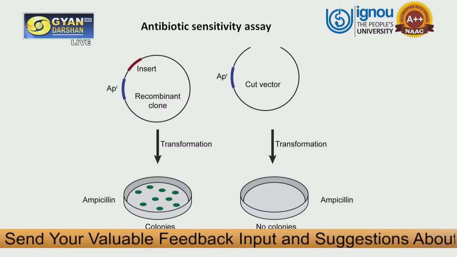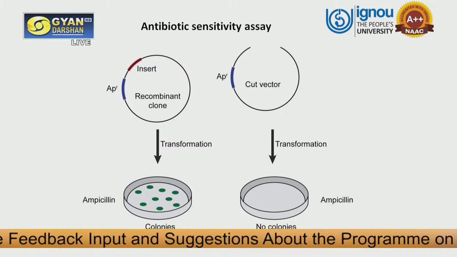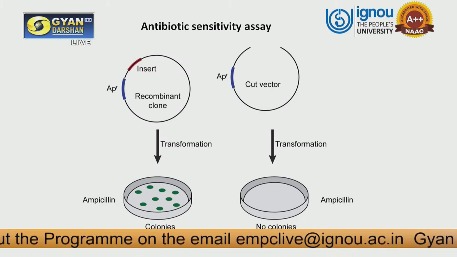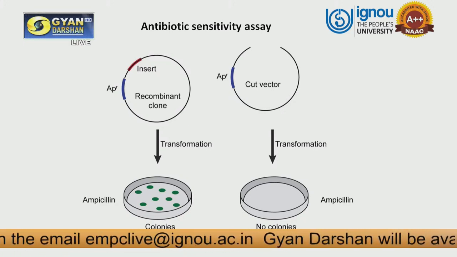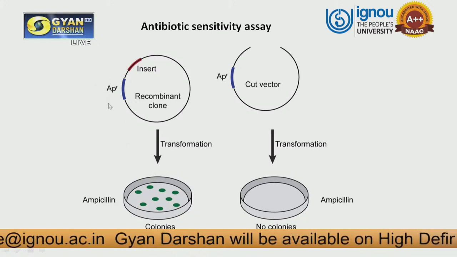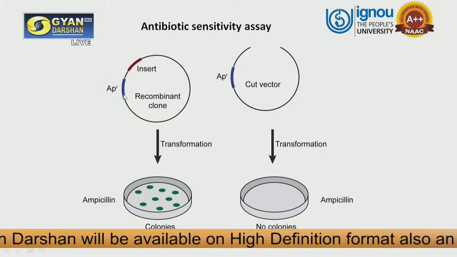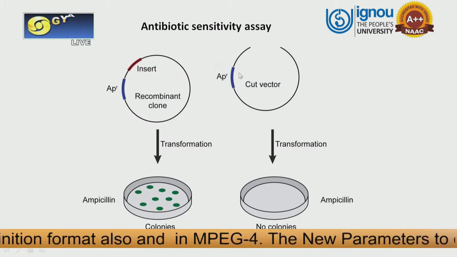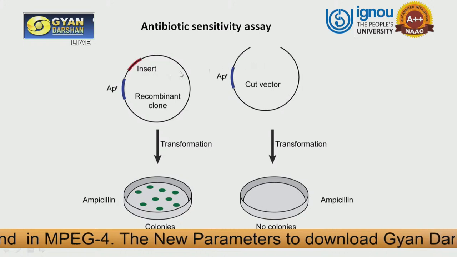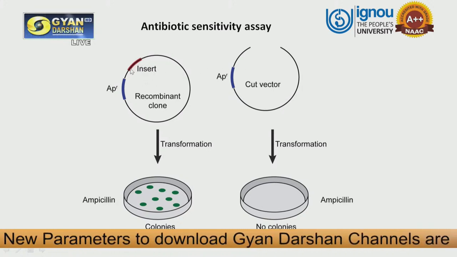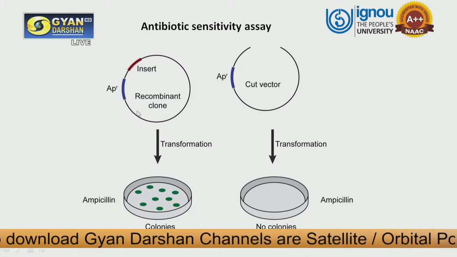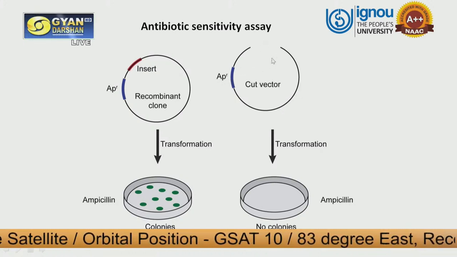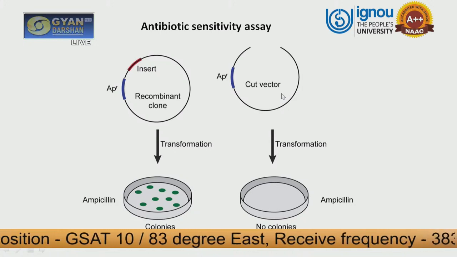Another selection procedure is the antibiotic sensitivity assay. As discussed in the previous slide, if you have a vector which has a resistance gene for a particular antibiotic, for example, this is the ampicillin resistance gene, AmpR, which is present. Here also you can see an ampicillin resistance gene. But the difference in the two is that here we have an insert, and hence this complete vector is a circular vector along with the gene of interest, whereas there is no insert in the other, and this is a linear, or you can say a cut vector.